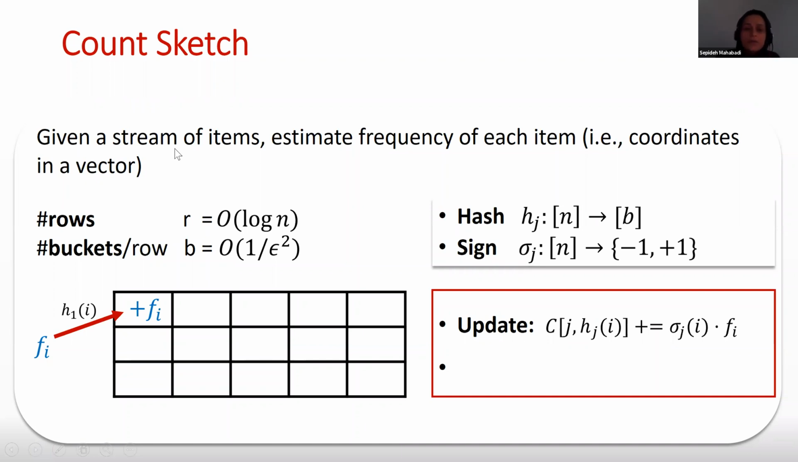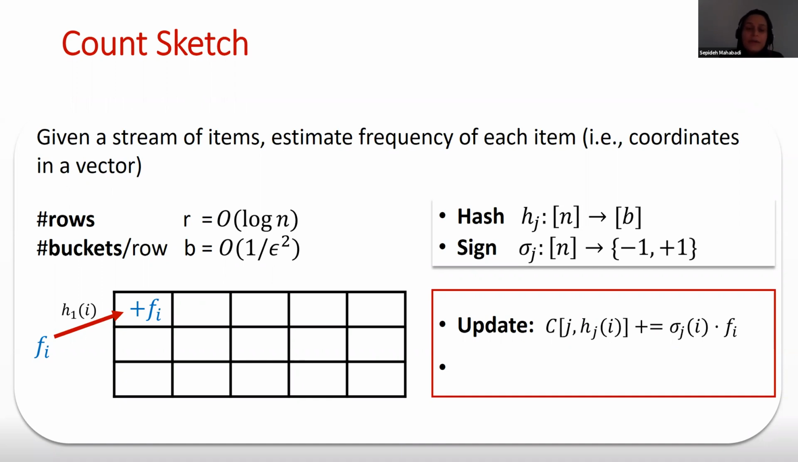Okay, so now, what is count sketch? Given a stream of items that arrive in a stream, we would like to estimate the frequency of each of the items, so basically the value of each of the coordinates in this vector. What count sketch does is that it maintains a table with R rows and B buckets, so B columns. These rows correspond to a set of R hash functions. Each of these hash functions maps each of the coordinates i from 1 to n to one of these buckets, so many of the coordinates could fall into the same bucket. It also assigns them a sign.